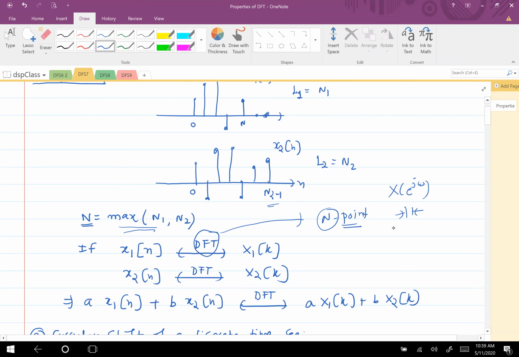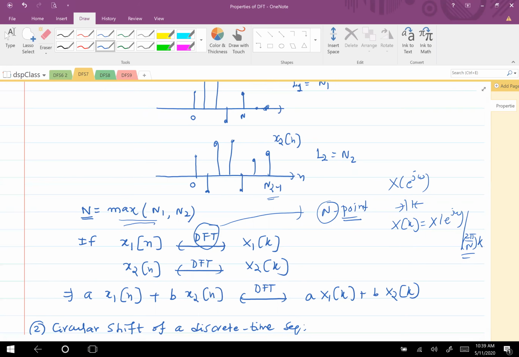For example, x of k, if you take it, is nothing but samples of it, taken at an interval of 2 pi by N, and the kth sample out of that is what it corresponds to. So if your N value is more, you are taking more samples of x of e power j omega, right?